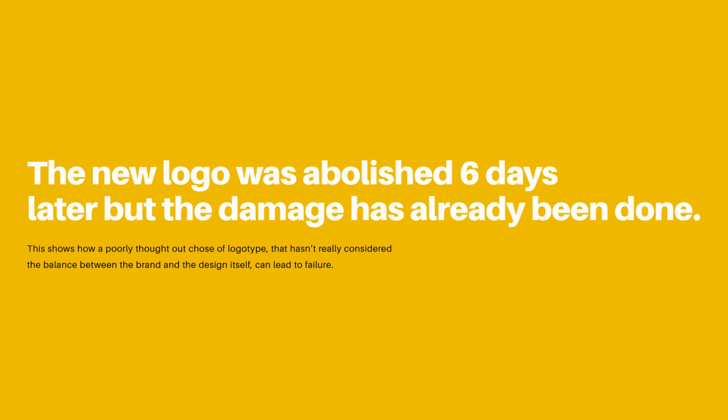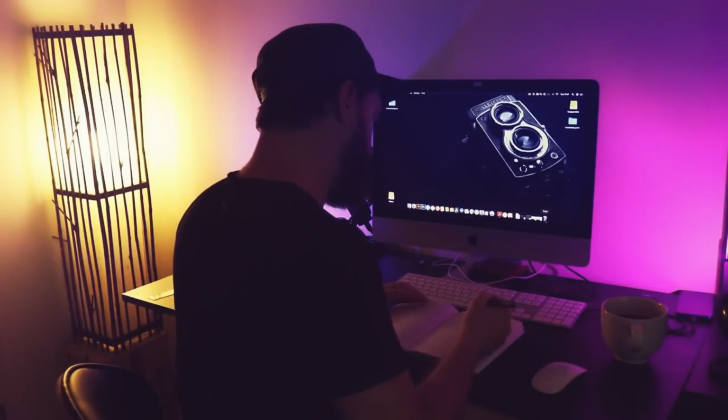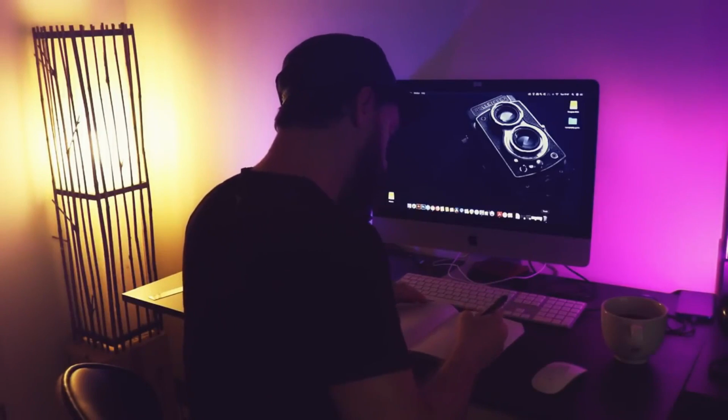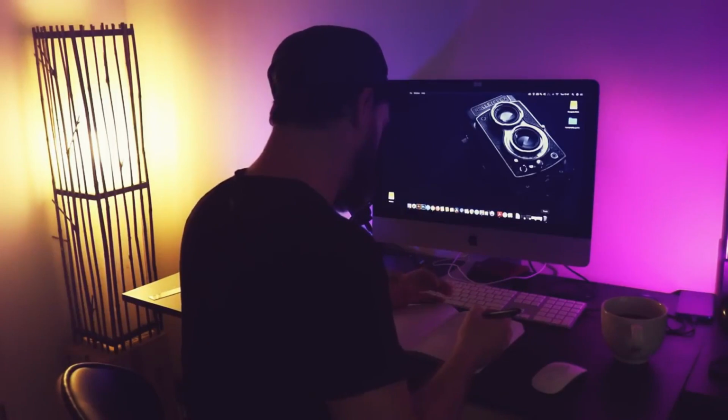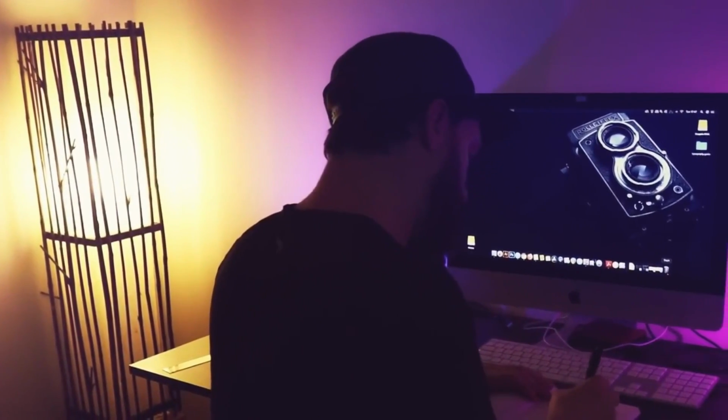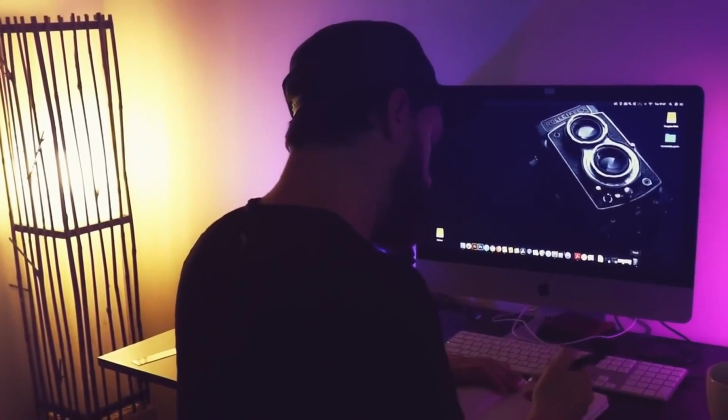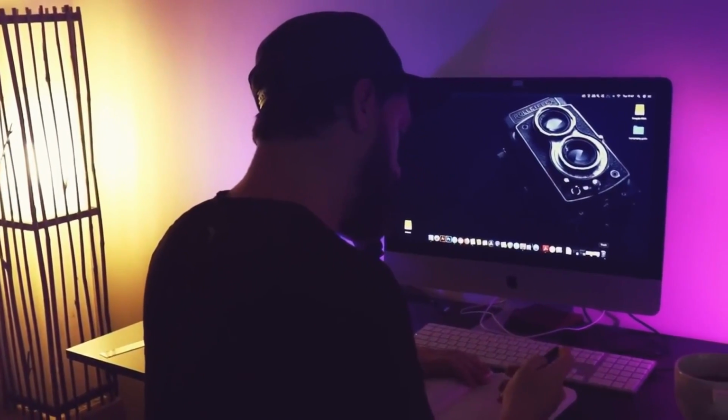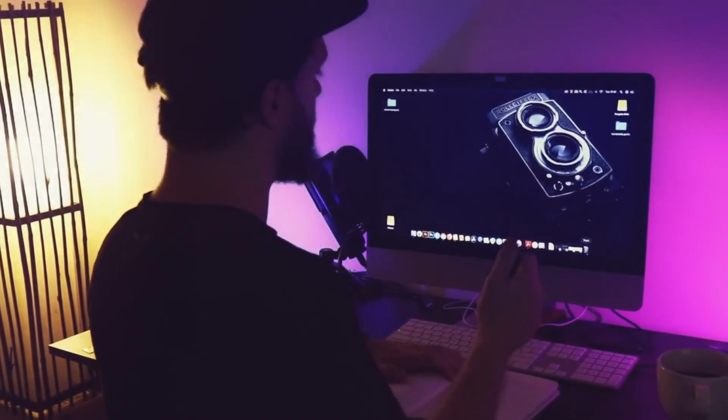Now this shows how a poorly thought out choice of logotype that hasn't really considered the balance between the brand and the design itself can lead to failure. So when considering logotype, do try and understand the brand's message, who the target market is, and then make your decisions based on that. So there are some tips on how you can balance a logo design and really raise that level of quality up a notch or two.